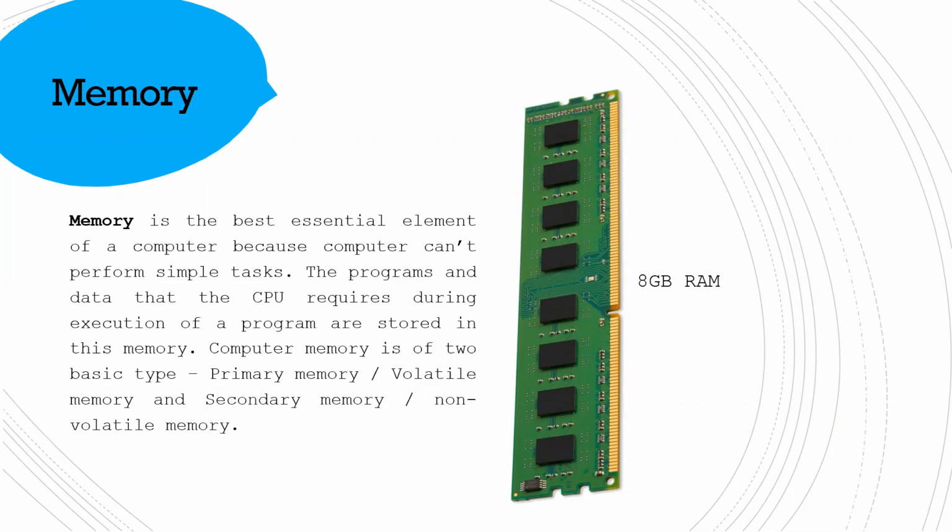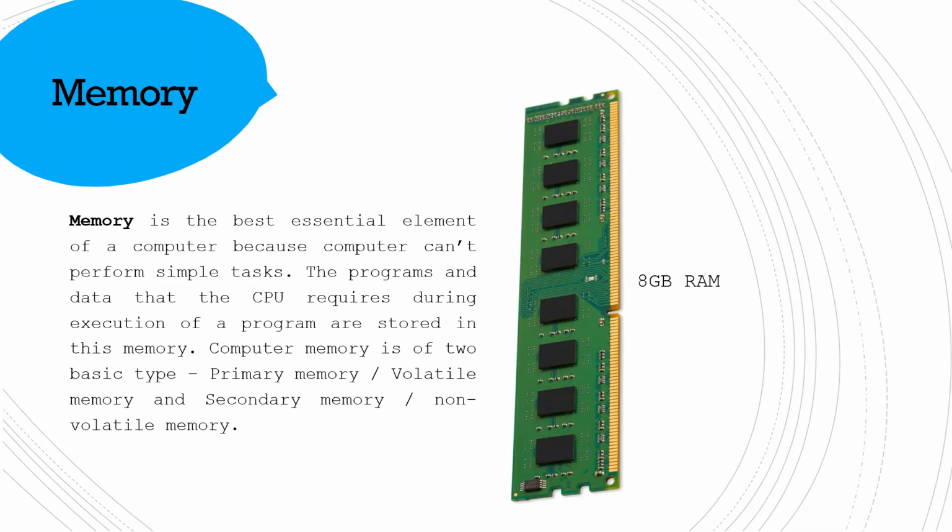So primary memory is often called volatile memory. Volatile means the memory that loses its data when the power is off. That means the data is temporary. Secondary memory is non-volatile memory. Non-volatile means it does not lose its data.